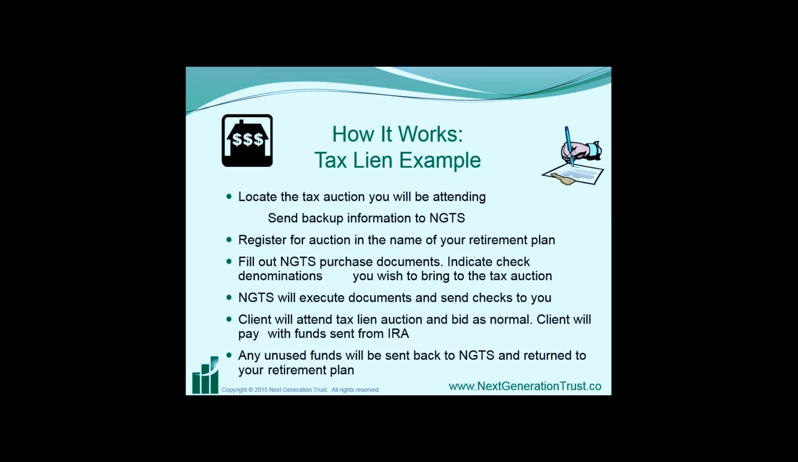You would attend the tax lien auction, bid as normal, pay with the funds sent from the IRA, and then any unused funds will be sent back to Next Generation Trust and returned into your self-directed IRA.